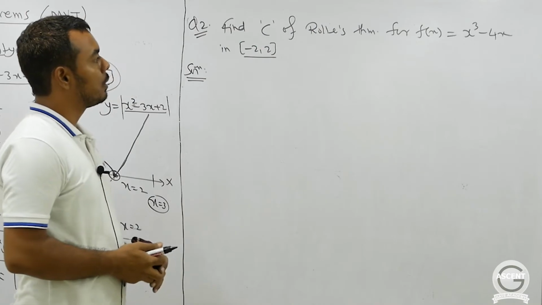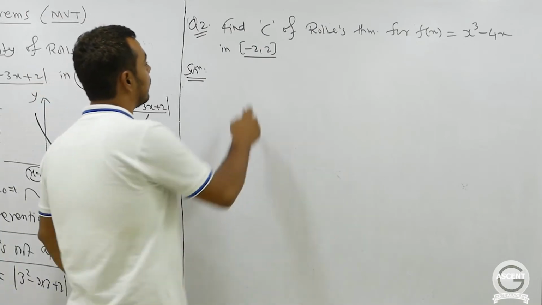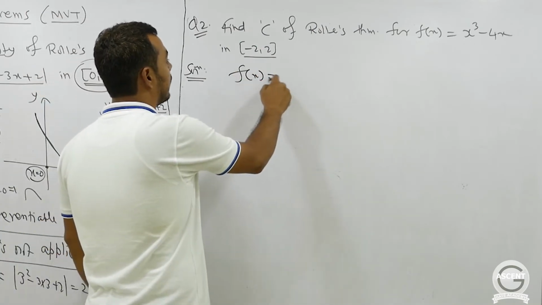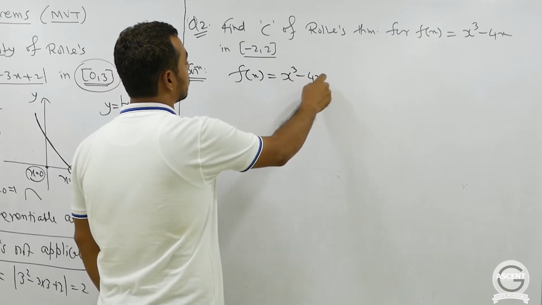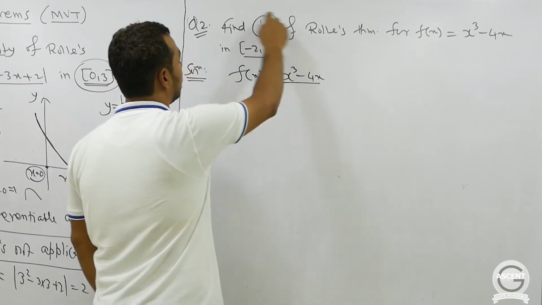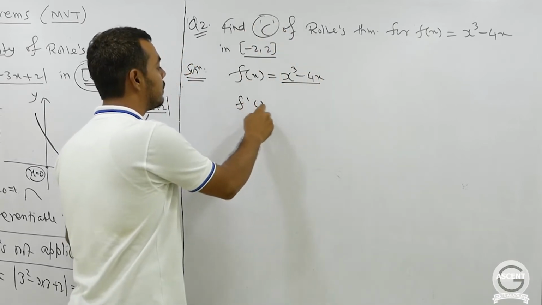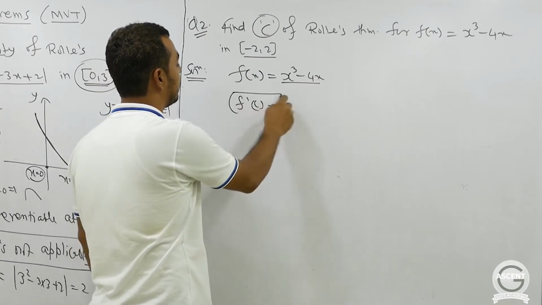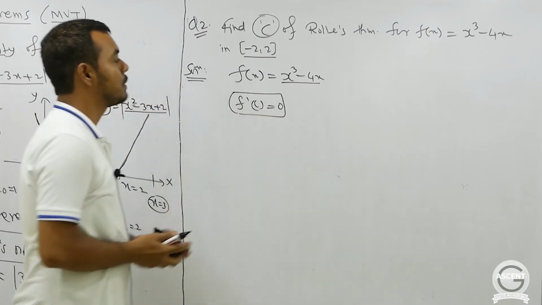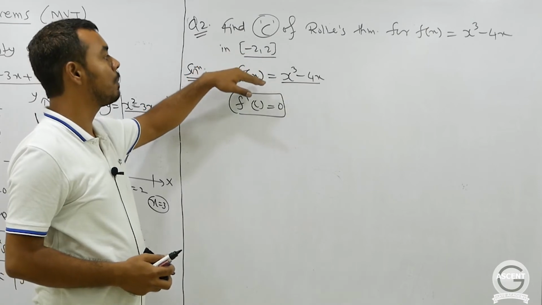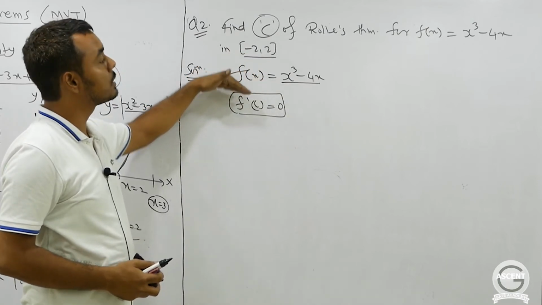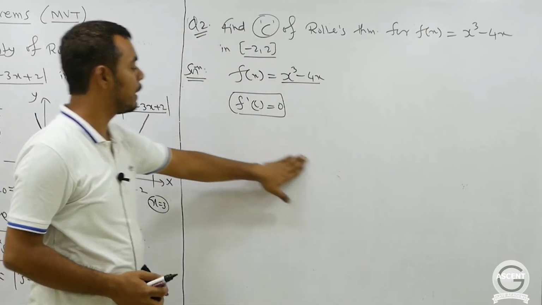Okay, so if you want to verify, you can verify. f(x) is x cube minus 4x. While solving the problem, we can directly start with f dash c equals 0 and find the value of c from here, because the question is we have to find the value of c for Rolle's theorem. So if the conditions are satisfied, only then this question will be valid.